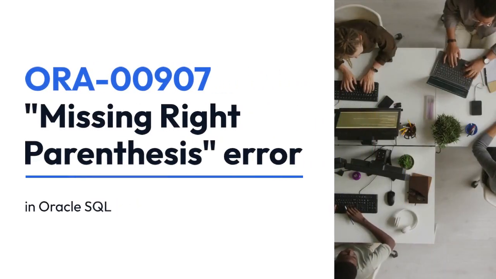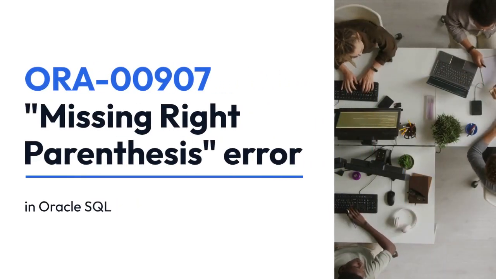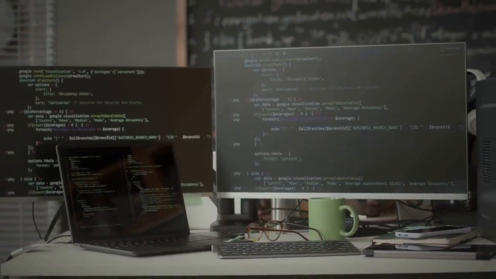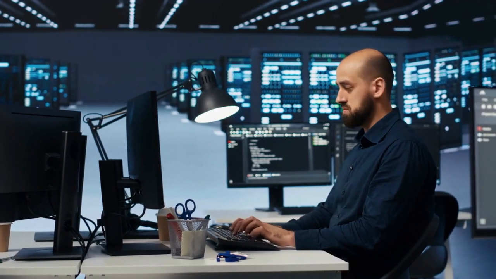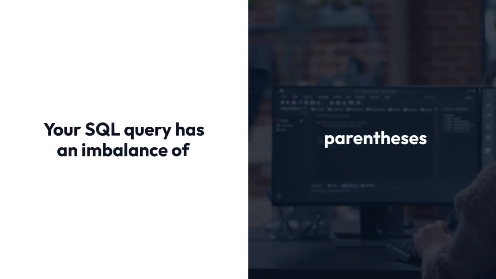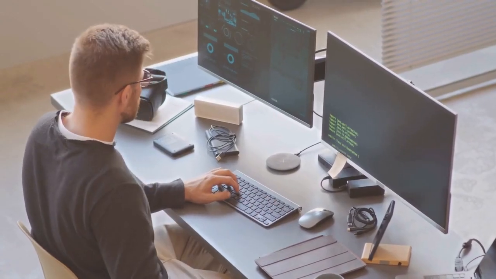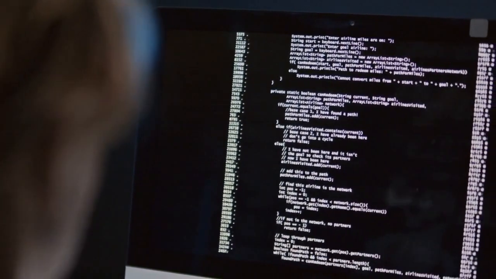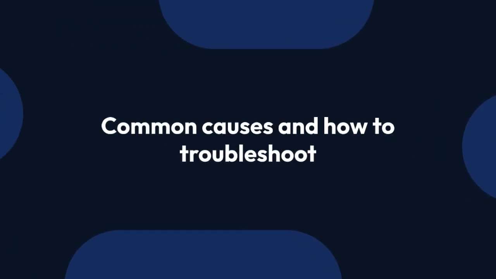We're explaining the ORA-00907 missing right parenthesis error in Oracle SQL. This error is a common headache for anyone working with SQL, and it's usually simpler to fix than it initially seems. The core problem is that your SQL query has an imbalance of parentheses. Oracle's parser, which reads and interprets your code, encounters an opening parenthesis without a corresponding closing parenthesis. Let's explore some common causes and how to troubleshoot this.